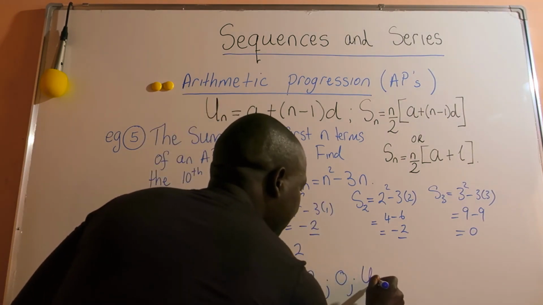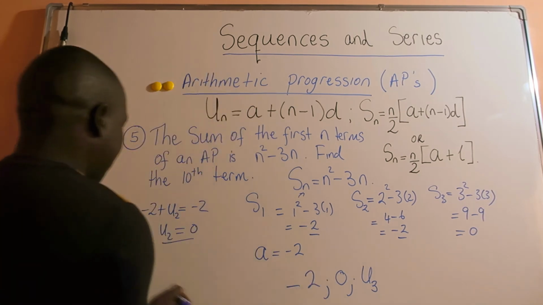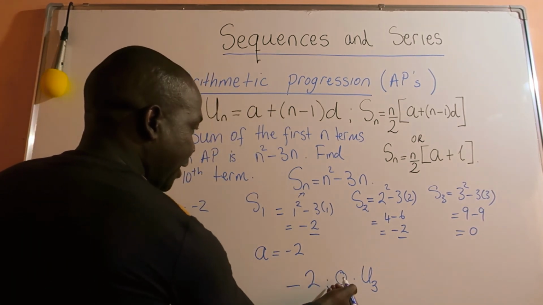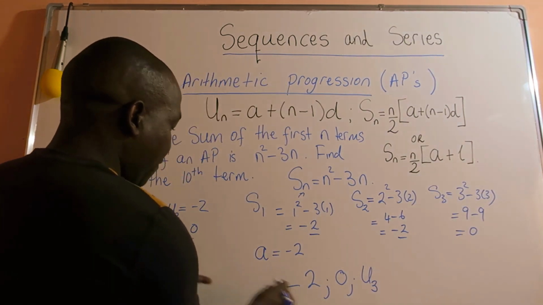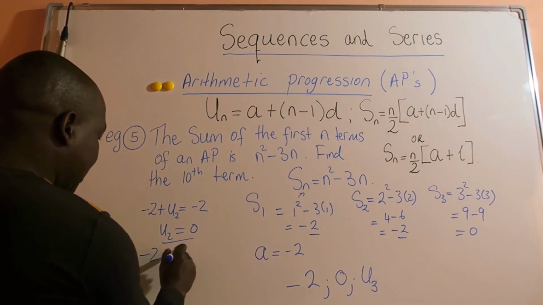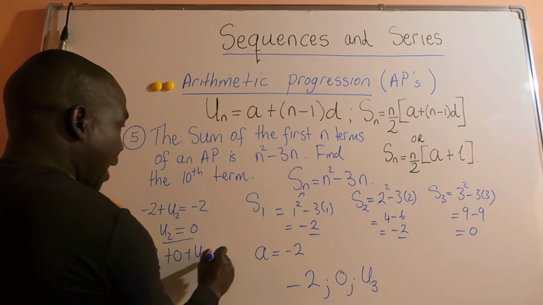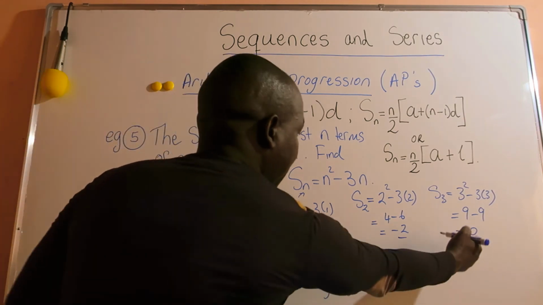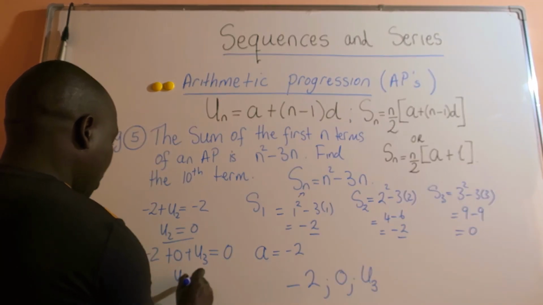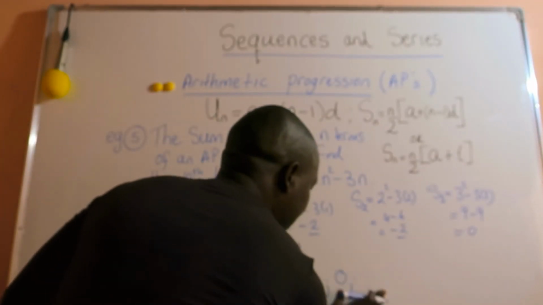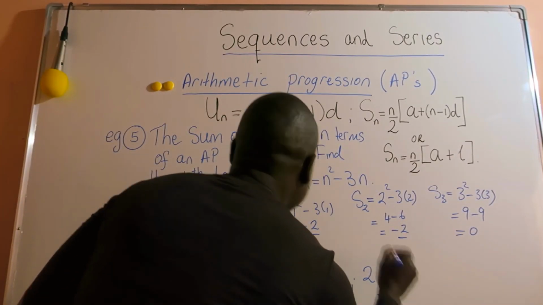Now, I don't know the next term, which is U3. Right. To get U3, I can add the sum of the three terms must be 0. So if I go minus 2 plus 0 plus U3, I need to get the sum of the three terms is 0. I need to get 0 here. So it means U3 is equal to 2. So it means this term here is equal to 2. And the sequence goes on.